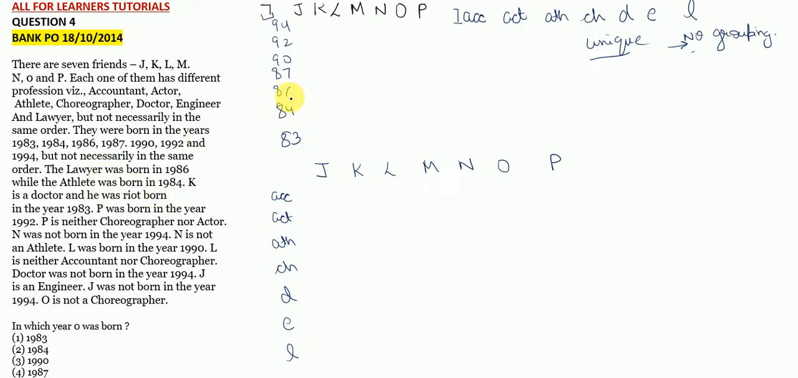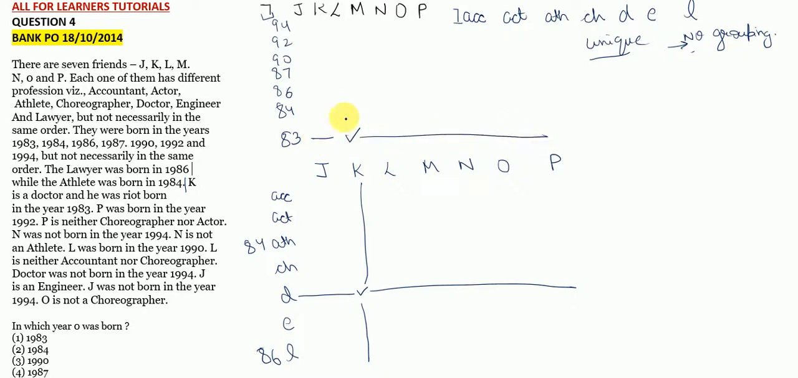Now let's start our question. The lawyer was born in year 1986. Fine, we have written that here. And the athlete was born in year 1984. K is a doctor and he was not born in the year 1983. K is a doctor, simple. We have got one complete statement, so just write it like this to avoid any confusion. He was born in the year 1983.